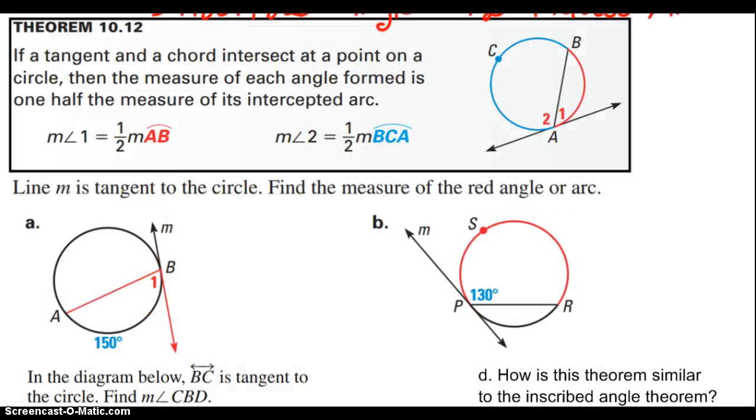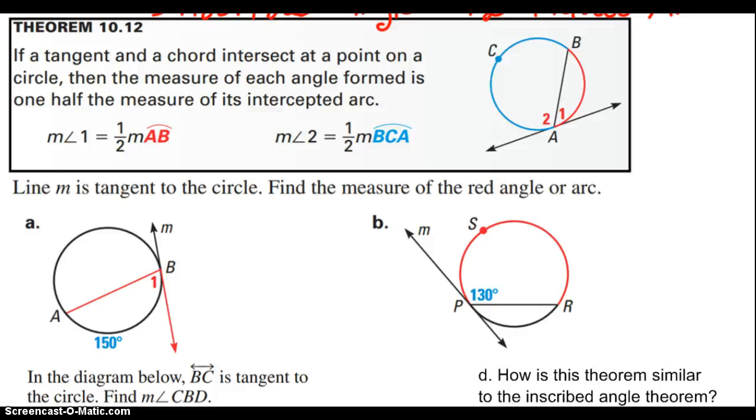Now that we've talked about central angles and inscribed angles, there's three other kinds of cases or angles that we're going to work with in this video. The first one is this. If a tangent and a chord intersect at a point on a circle, then the measure of each angle formed is 1/2 the measure of its intercepted arc. That's a little confusing, so let me explain what that means.